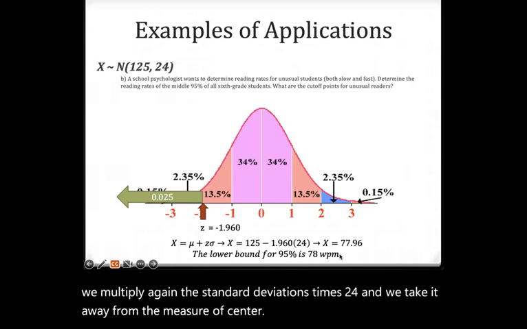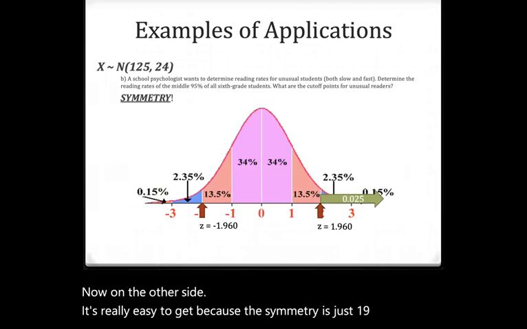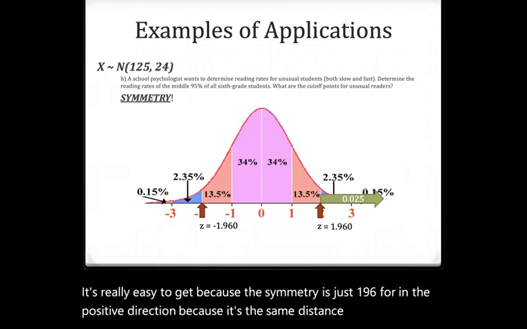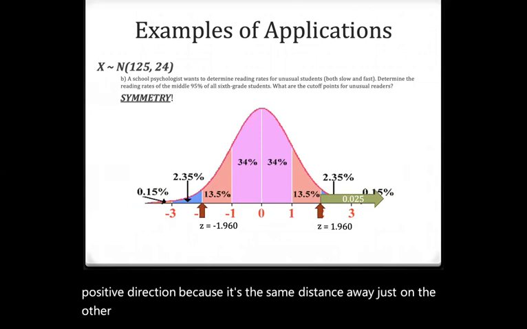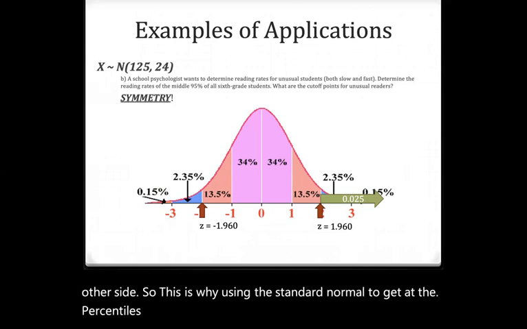Now, on the other side, it's really easy to get because of symmetry. It's just 1.96 for Z in the positive direction because it's the same distance away, just on the other side. So this is why using the standard normal to get at the percentiles is sometimes easier than using the random variable itself.